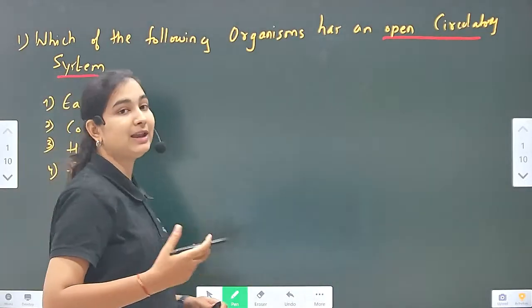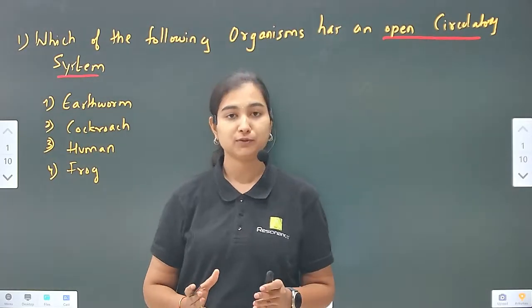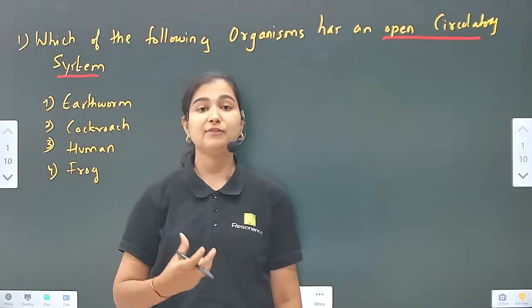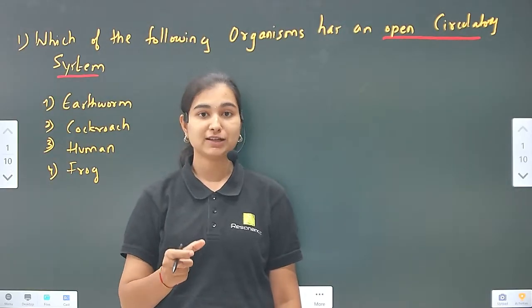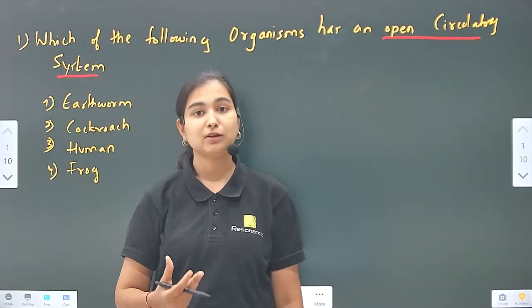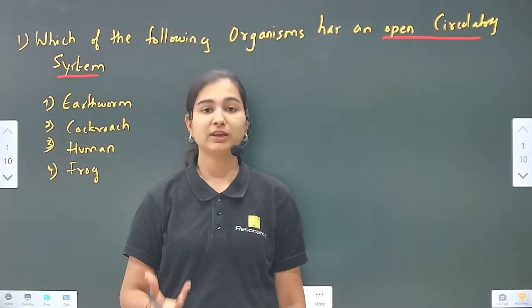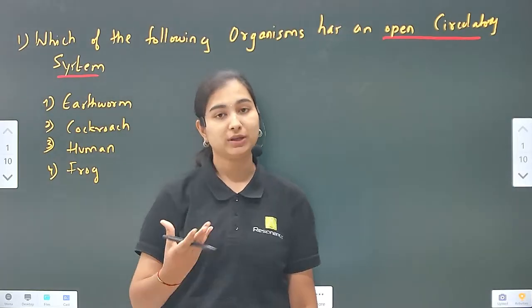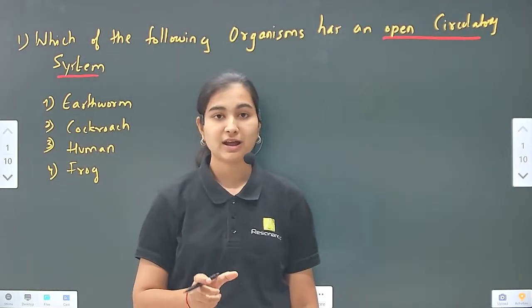So what exactly happens in the open type? So yesterday we have discussed in open type of circulatory system we don't have the well developed blood vessels, and the blood directly flows into the body cavity called the hemocoel. And what is the fluid called? The fluid which is flowing into it is called the hemolymph. Now in which is it observed mainly? The arthropods and the mollusks.